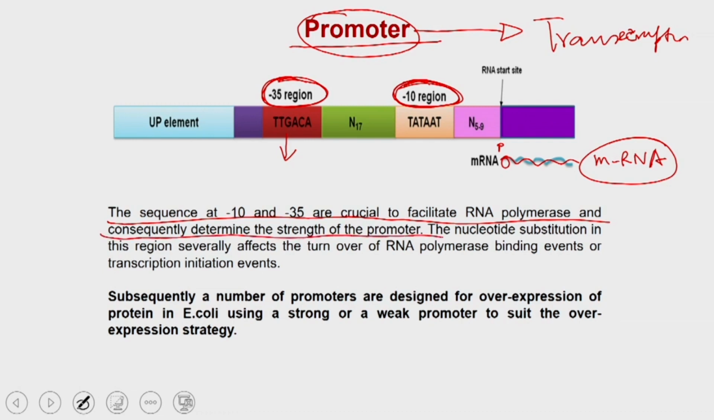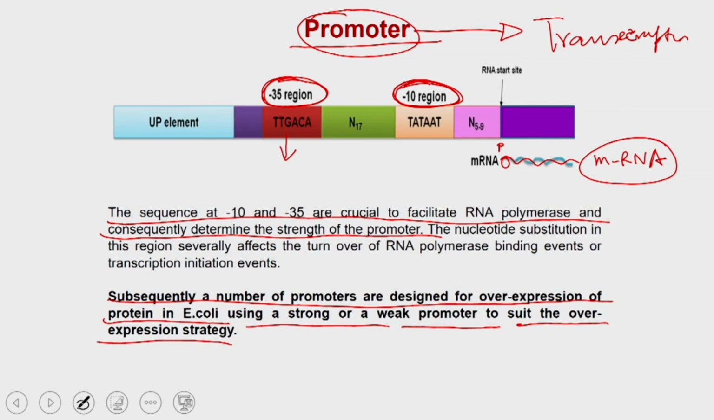Consequently, it determines the strength of the promoter. It could be a strong promoter or a weak promoter, and if you play with the composition of the -35 region and -10 region, simply by switching the nucleotides or making mutations in the promoter, you could generate a strong promoter versus a weak promoter. Because of this, a number of promoters are being designed for overexpression of a protein in E. coli, using a strong or a weak promoter to suit the overexpression strategy.